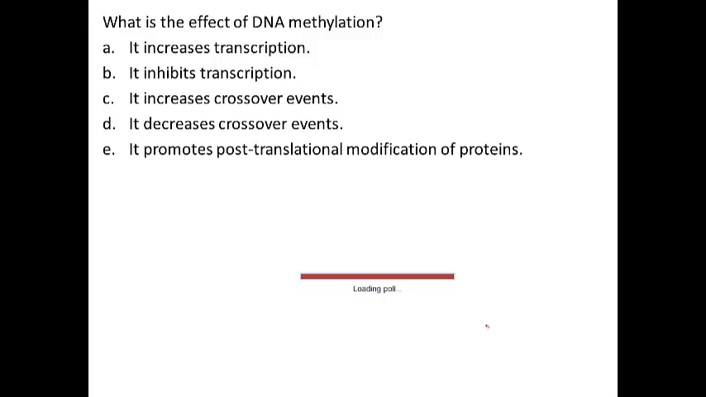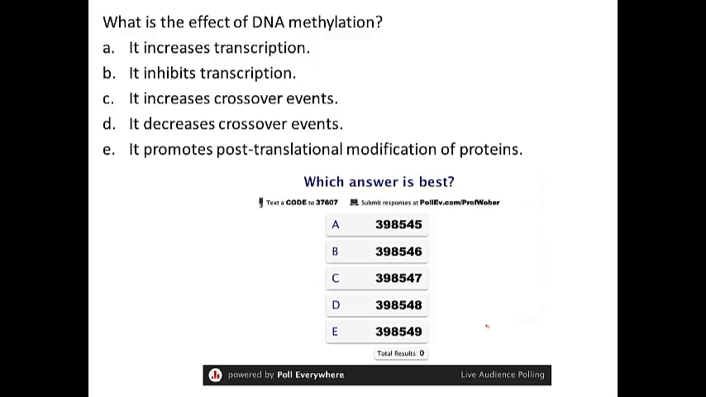So if we ask what the effect of DNA methylation is, what would you say? That's right, it inhibits transcription by either decreasing the binding of activators to the region or by keeping the DNA in a closed conformation.